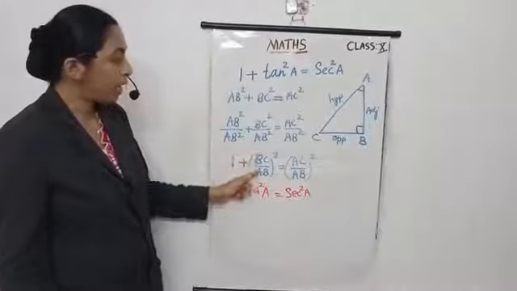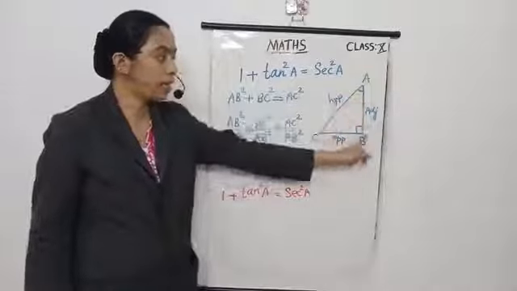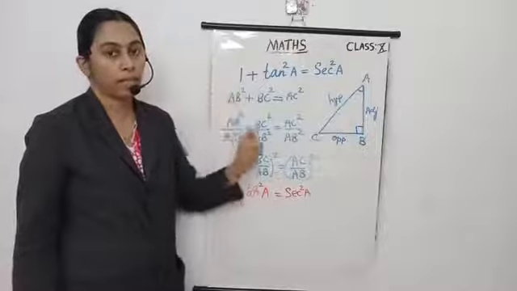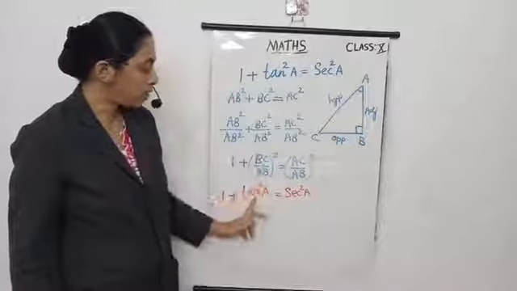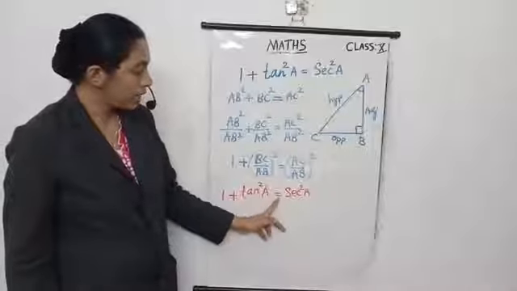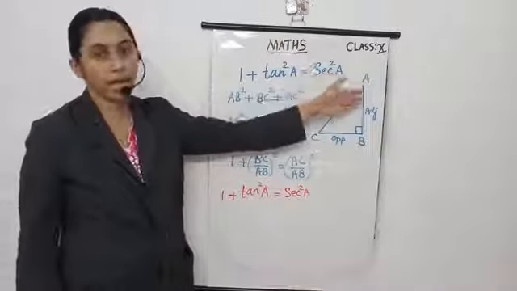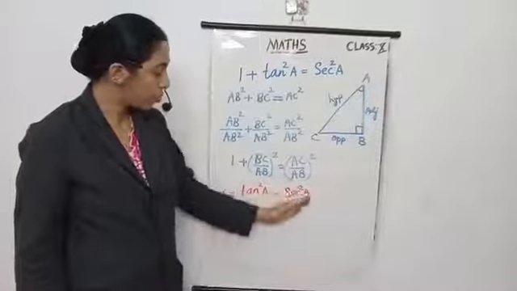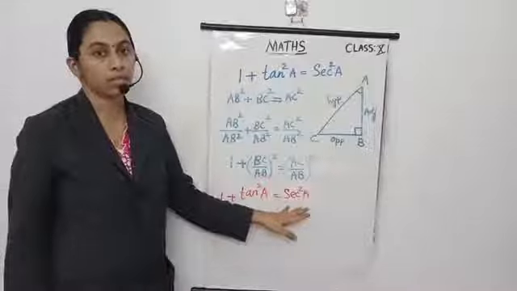Now BC by AB, that is opposite by adjacent. Opposite by adjacent is tan. This is with respect to A, so this is tan square A. Then equal to AC by AB, that is hypotenuse by adjacent, that is sec with respect to A, so sec square A. So 1 plus tan square A equal to sec square A.